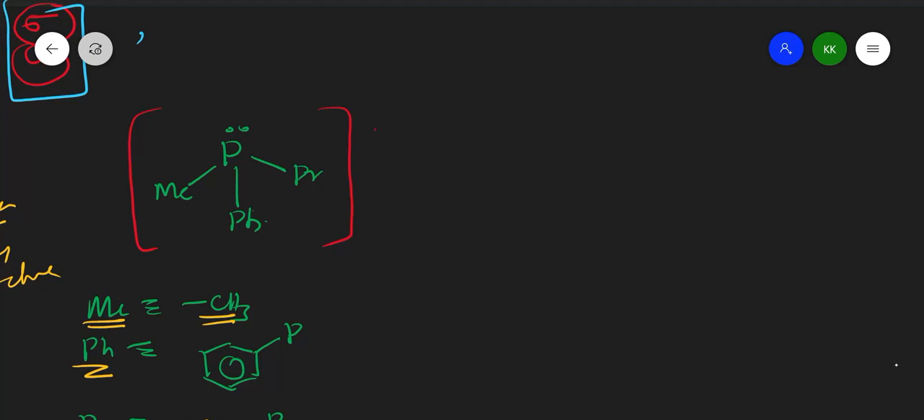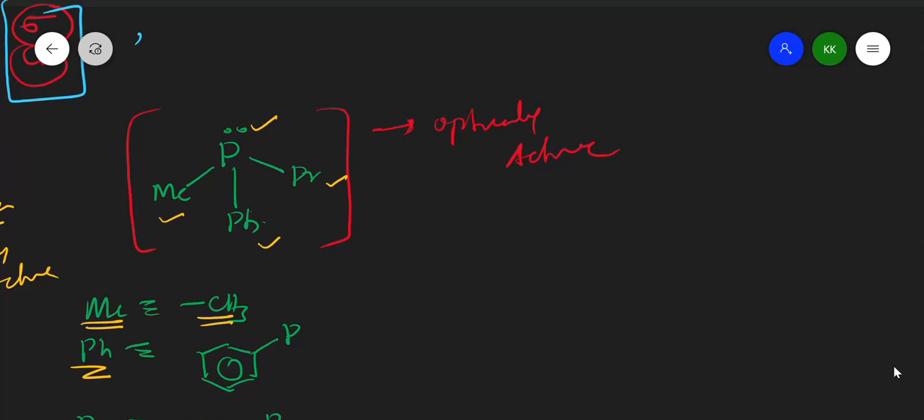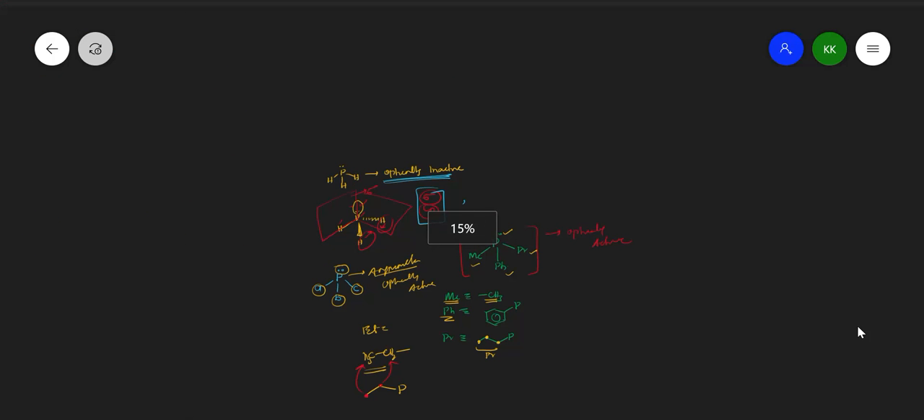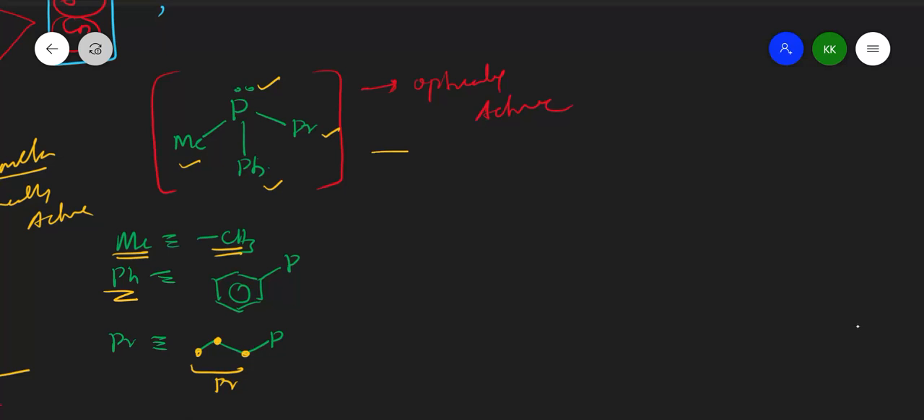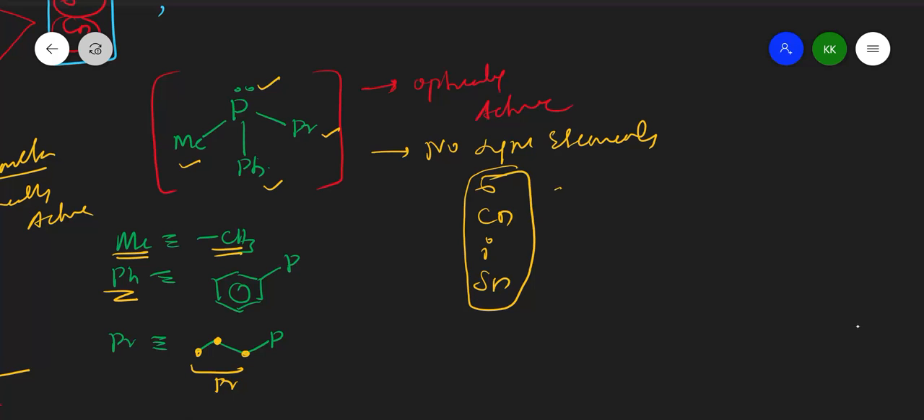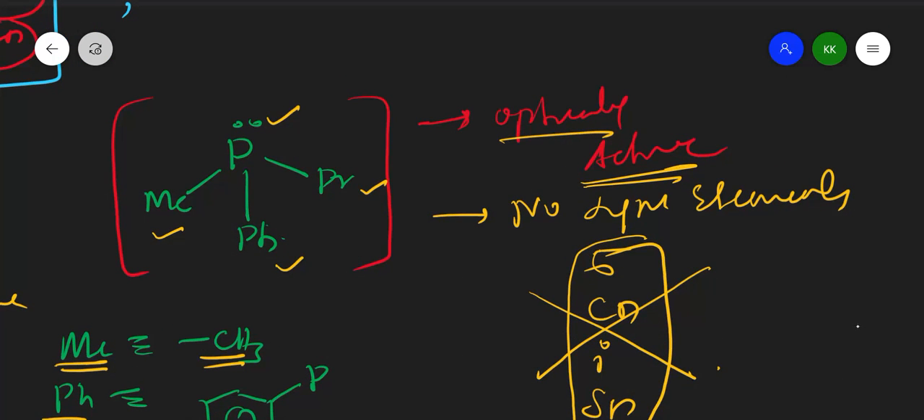They saw that this compound was optically active. Why is it optically active? If you see the lone pair, here I have methyl, here phenyl, here propyl. All these are different from each other. When four groups are different, that phosphorus will be asymmetric, so it will be optically active. The compound is asymmetric because there are no symmetry elements: no plane of symmetry, center of symmetry, axis of symmetry or mirror plane. All the symmetry elements are absent, so this compound will be optically active. Such a phosphorus we call an asymmetric phosphorus.